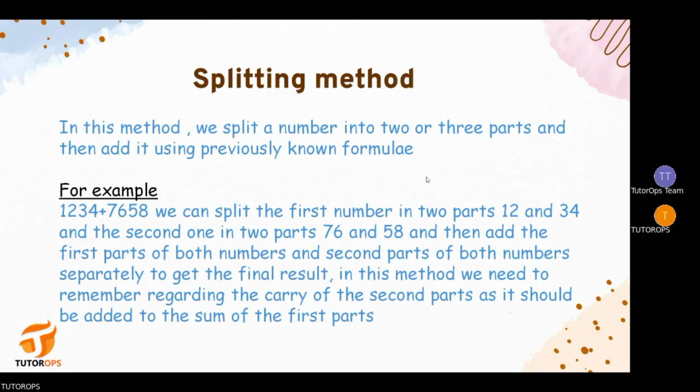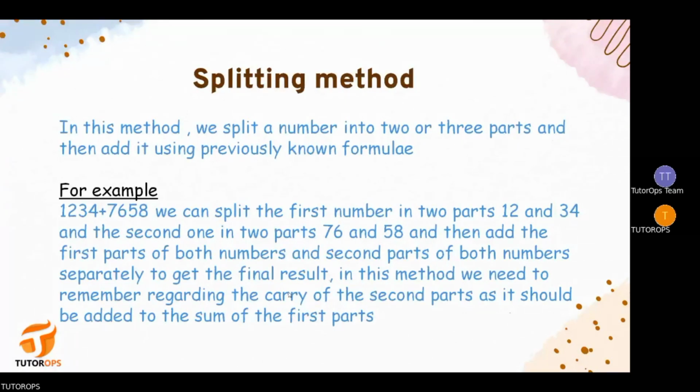I am taking the example of 2 parts. So let me break 1234 as 12 and 34, and then 7658 as 76 and 58. Then we will add the first parts of both numbers and the second parts of both numbers separately. So what will be the result? We need to add 76 plus 12, that will result in 88. And we will add 58 plus 34, that will result in 92. So the total result will be 8892.